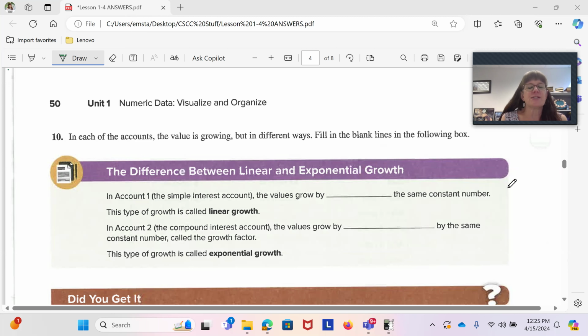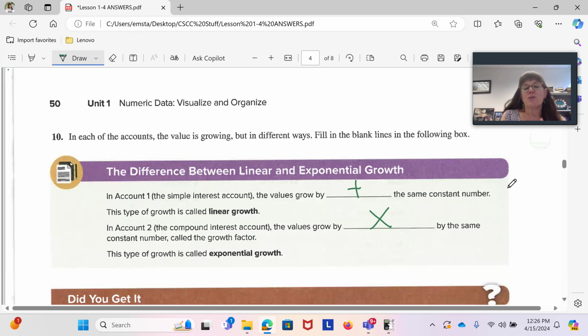They'll do some more definitions and things, but account 1 in your group work is going to be dealing with simple interest. Simple interest is known as linear growth, and linear growth is found by adding the same constant number each time. It could be each year, it could be each month, depends on how you're earning the interest. In account 2, we're dealing with compound interest. Compound interest grows faster because you're multiplying by the growth factor. You're earning interest on your interest, and you find it by multiplying by the same growth factor.